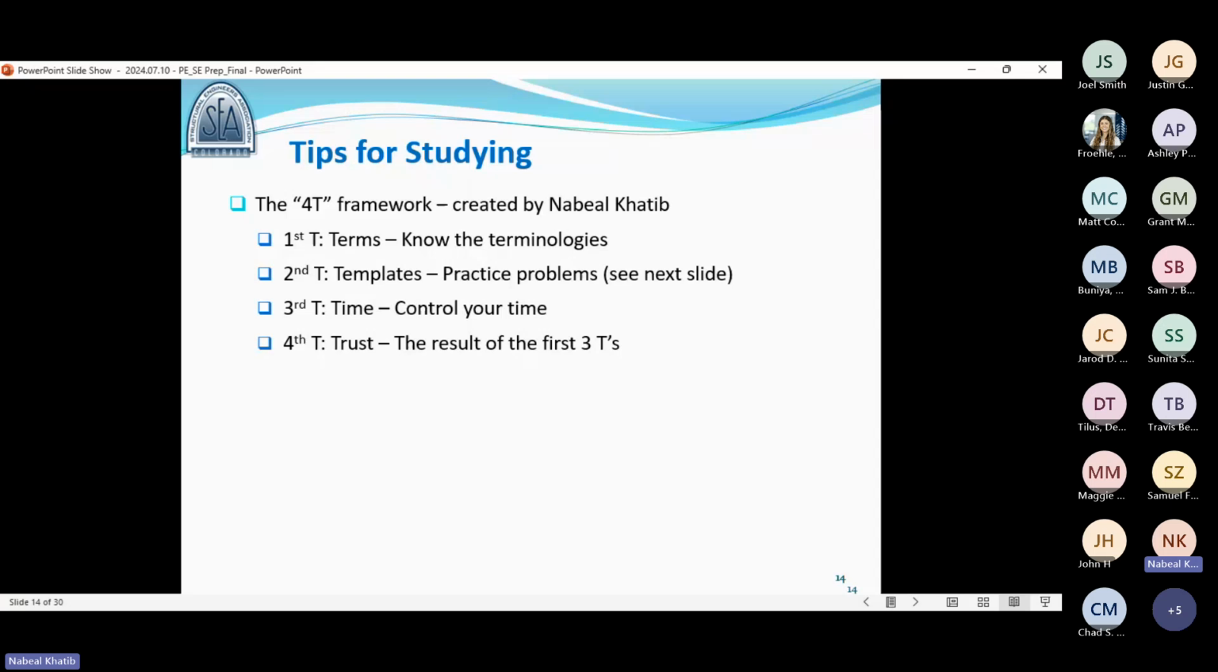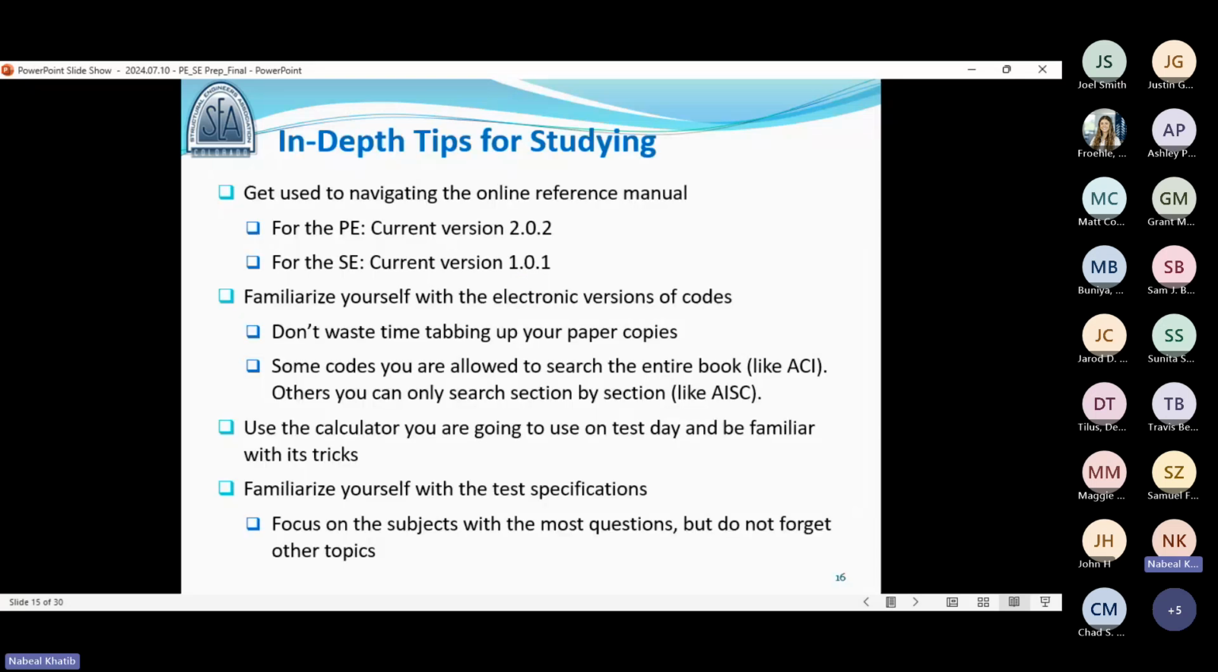The fourth T, I like to keep the T, so I said trust. The fourth T doesn't really do anything. It's just basically a motivation for you. If you do all the first three T's, guess what's going to happen? Trust and confidence will be the result, the fruits of the first three T's. So know your terminologies, practice problems, make sure you know the manuals pretty well, and control your time. And I think nothing is going to stop you. I'm very confident if you do this, you'll pass. It doesn't have to be exactly this framework, but it could be just similar to this. This is the template that I was talking about.